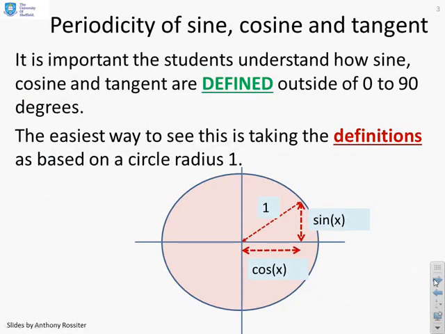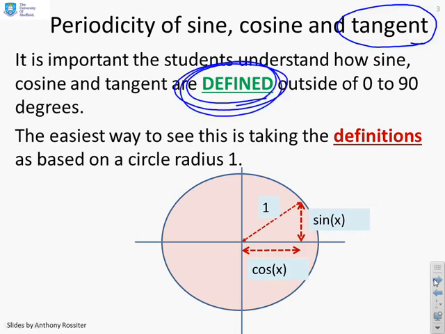Okay then, let's first of all remind ourselves of knowledge we should know, and in this particular video we're going to focus on the tangent curve. Now what we want to do is ask ourselves, how is a tangent curve defined, and definition is the really key word here, outside of 0 to 90 degrees.